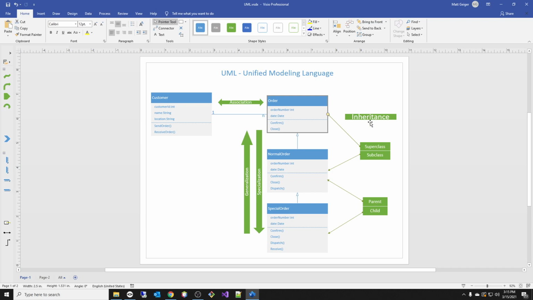We also use some of these terms over here. Order is the superclass for normal order. Normal order is the subclass of order. Or we could use parent-child. Order is the parent of a normal order. Normal order is the child of an order. So we can talk about them in terms of superclass and subclass, or in terms of parent and child. We can talk about the idea of specialization or generalization as we move up and down this inheritance ladder.